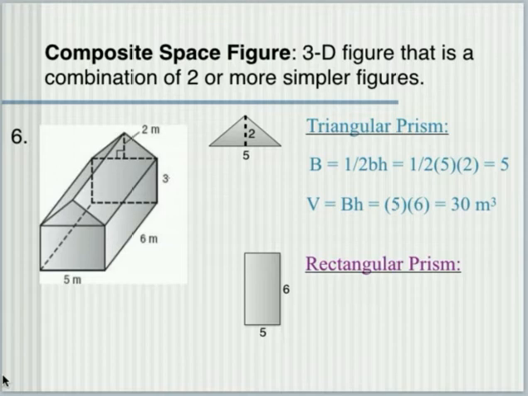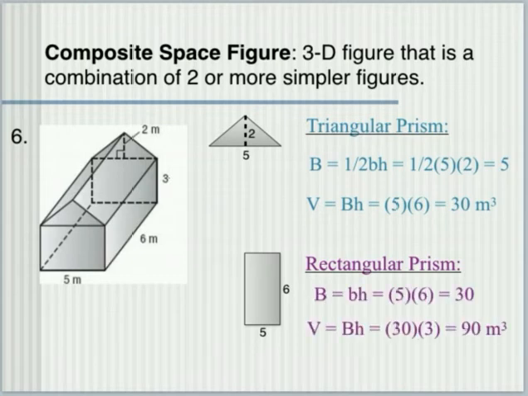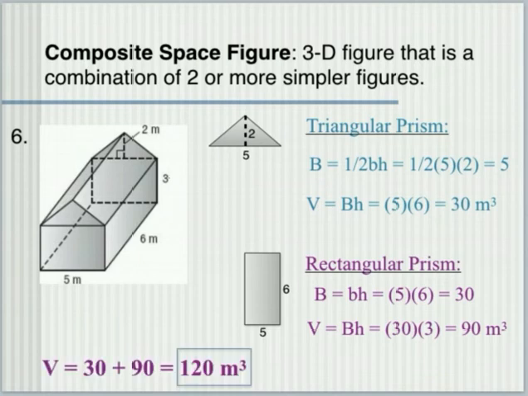Then you calculate the volume of the rectangular prism. The area of that base would be base times height, 5 times 6, 30. Plug that into your volume formula, area of base times height of 3. You get 90 cubic meters. So for your final answer for the volume or the amount of space in the entire shape, you just add those two prisms up. So your complete volume for the composite figure is 30 plus 90, or 120 cubic meters.